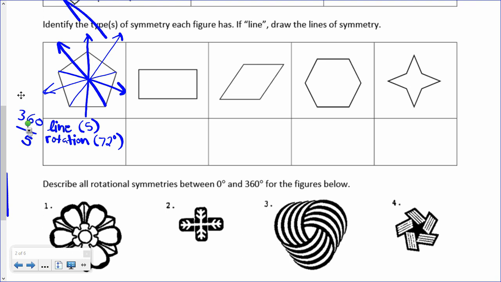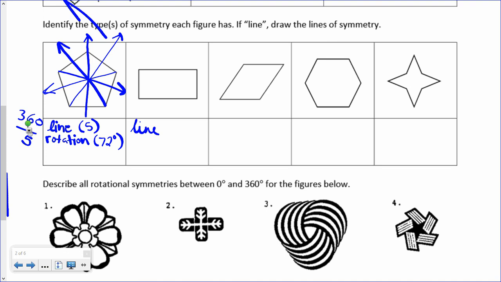All right, what about this one? It does have line symmetry. So let's go ahead and draw those. How can I cut this rectangle in half? Corner to corner? Like this, diagonally? No, actually, never mind. No, because if you folded it, the points wouldn't line up. You need the points to line up exactly on top of each other.